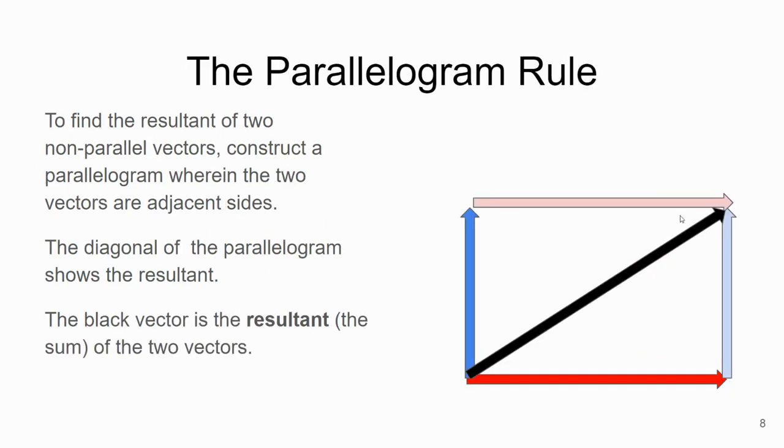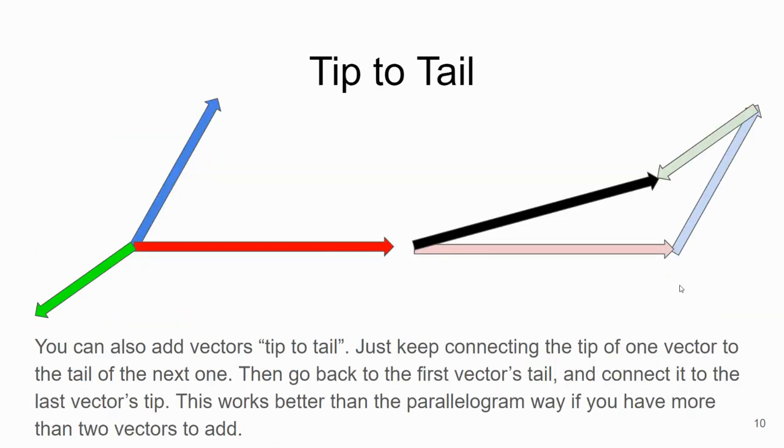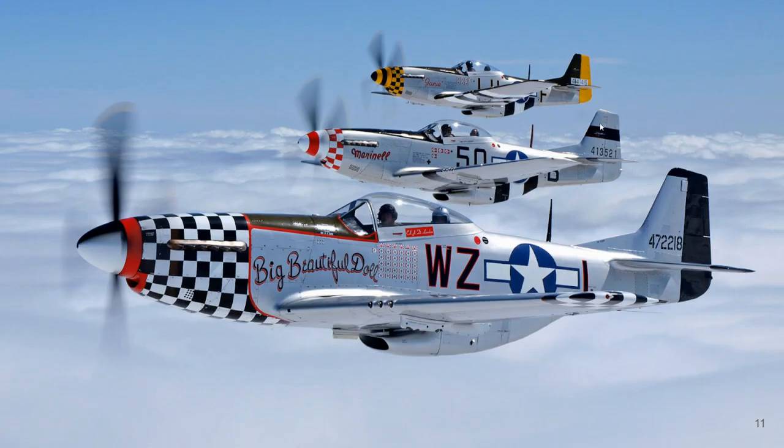So again, we have the parallelogram rule. So add the red and the blue. That would give you this black vector here. It's called the resultant. The sum of vectors is the resultant vector. Again, the parallelogram rule. And finally, the tip-to-tail way. So this is the best way to add more than two vectors at once. You can just add as many as you want. Just keep doing them tip-to-tail.